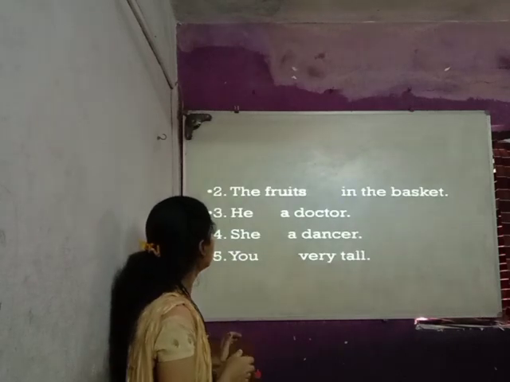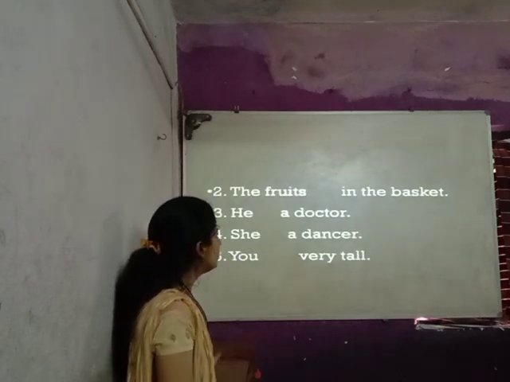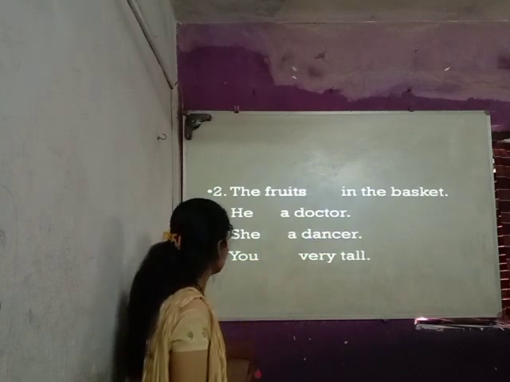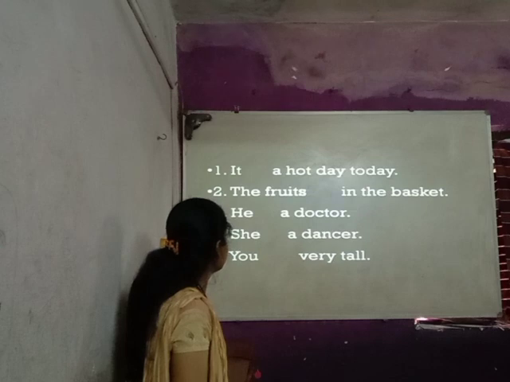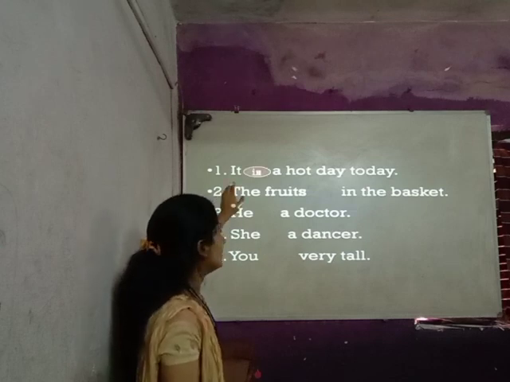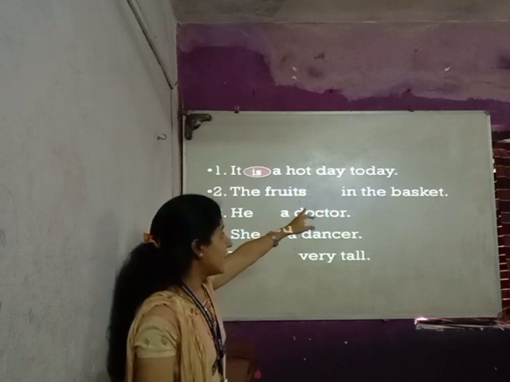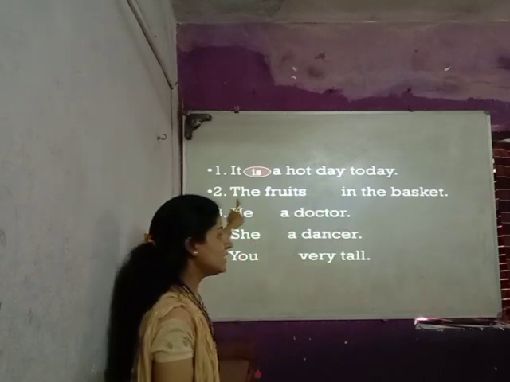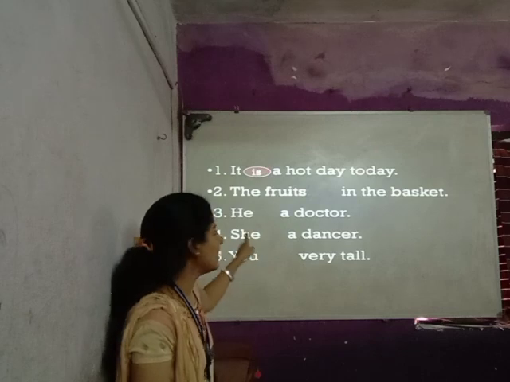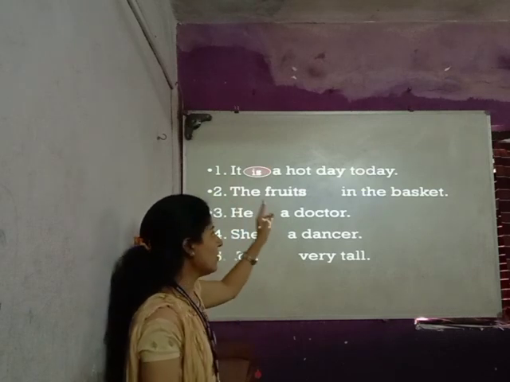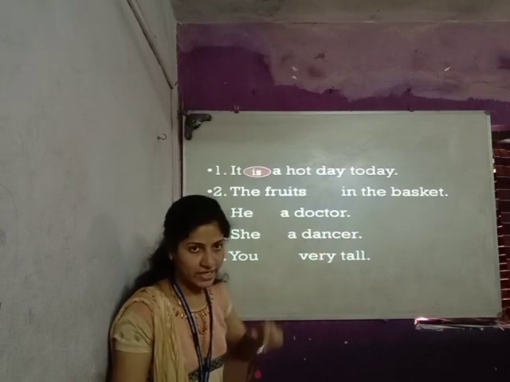Now see, the fruits dash in the basket. Wait. Now see the first sentence: It is a hot day today. What is the answer? Is. What will come here? Is. It is a hot day today.